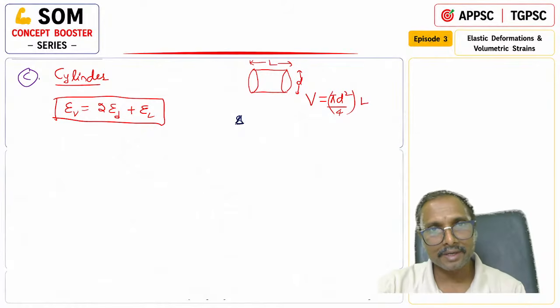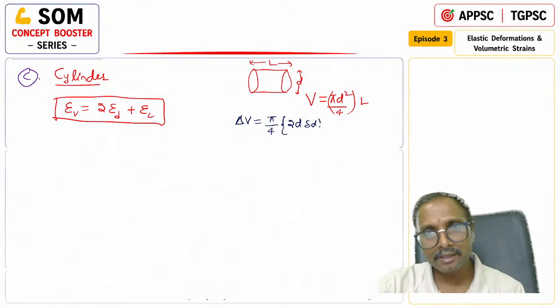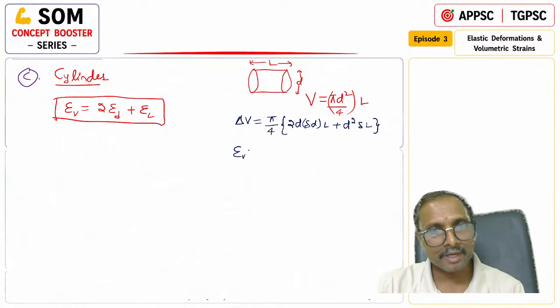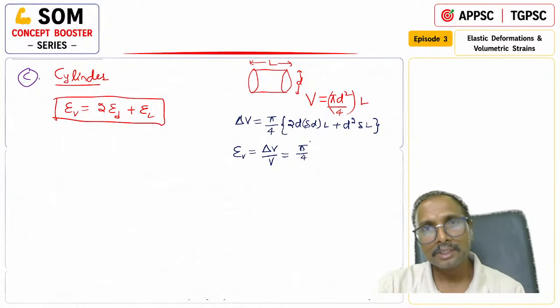If you are taking that delta V, what happens? Pi by 4 we will keep as it is. D square differentiation, what will we do? 2 times D into delta D into L as it is, plus D square as it is and delta L. And what is the volumetric strain now? Delta V by V.